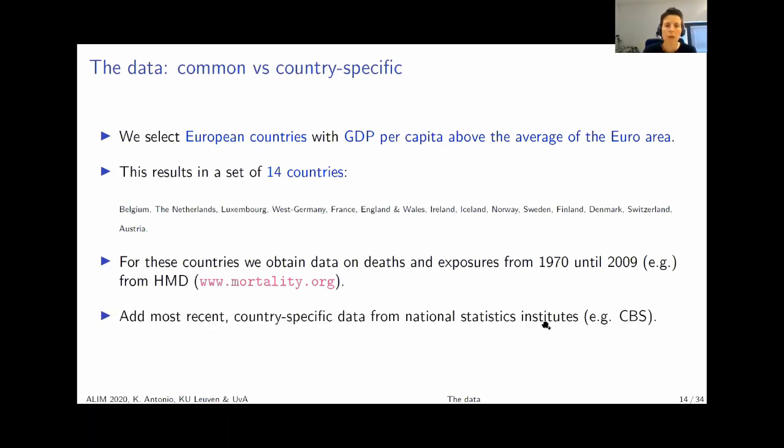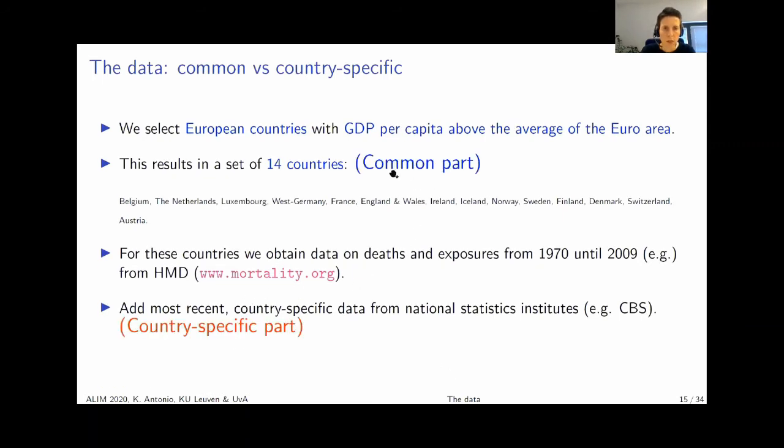And then of course we can add more recent country-specific data by looking at publications by national statistics institutes, for instance, the CBS, the Central Bureau for Statistics in the Netherlands, or the Federal Planbureau, or the National Institute for Statistics in Belgium, something like that. So there typically we have more recent country-specific data online. So when we want to collect as much information as possible on these 14 identified countries, then we're going to combine these different sources where we can find data and statistics. I'm going to add a few words on that later.